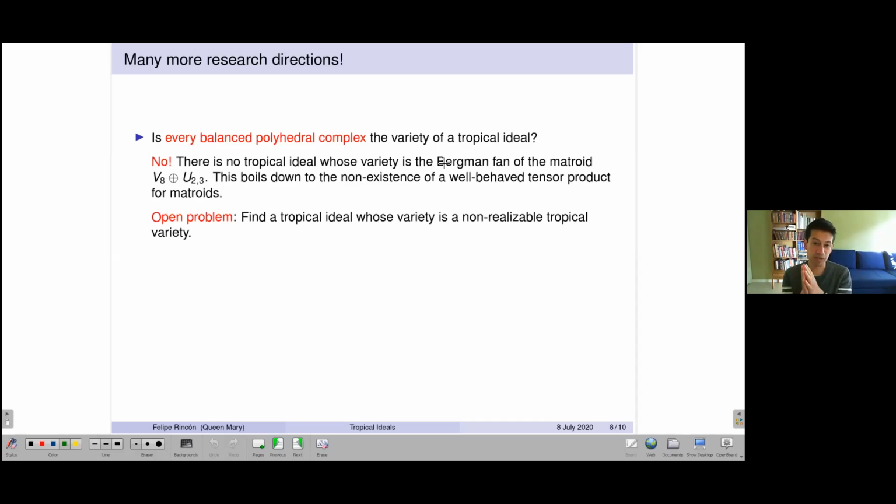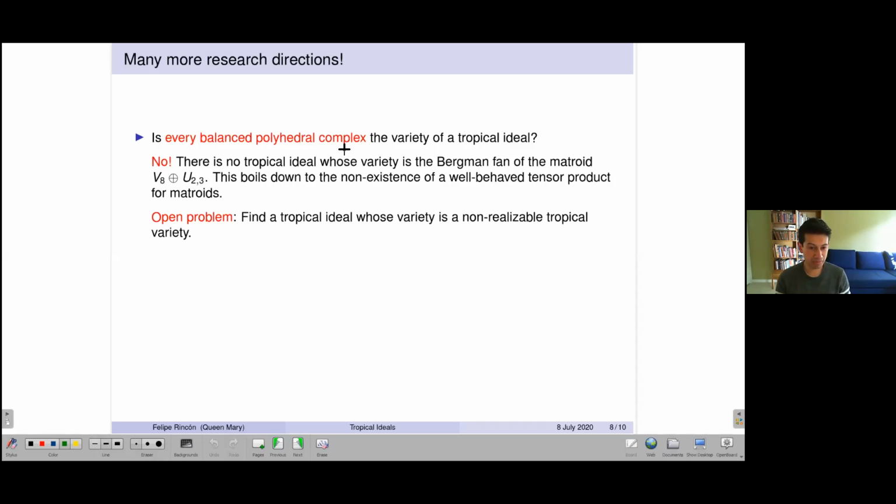We proved that there is no way of making that the variety of a tropical ideal, even if you allow non-realizable ones. And the thing that makes this impossible is actually a classical theorem in matroid theory which shows that a tensor product for matroids does not exist. There is no notion of tensor product for matroids, and that creates an impossibility here for an ideal having exactly this variety. So the answer is no. Not every balanced polyhedral complex is the variety of a tropical ideal.